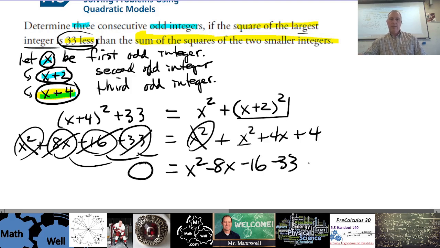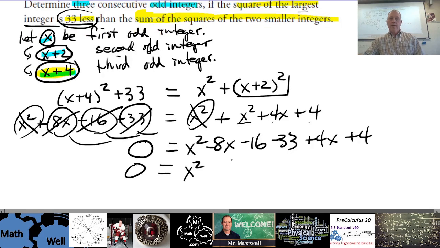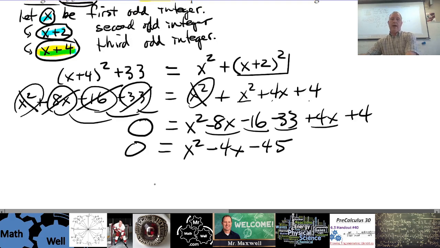And now I have these that are still left over there, right? Plus 4x is still over here, and then plus 4. So when I gather all the like terms, what do I end up with? I end up with x squared, and all my x terms: negative 8x plus 4x, what's that? Minus 4x. Negative 16 minus 33 is negative 49, plus 4, so negative 45. Okay, everybody good with that? I think we're on the right track here.